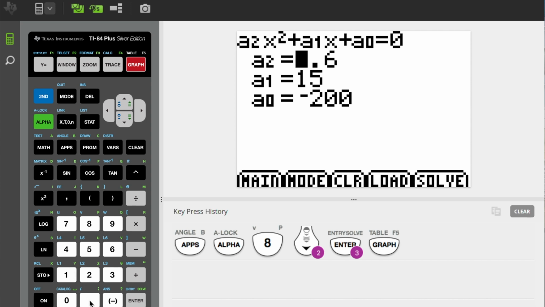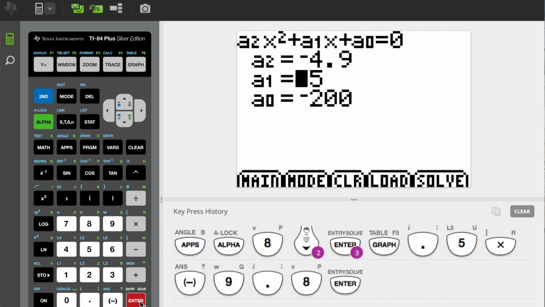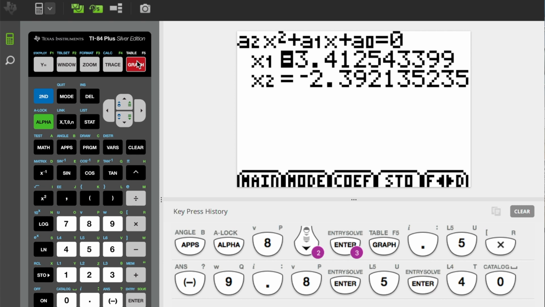So here I have the 0.5 times negative 9.8. And then for my second term, it's a 5. We started out at 5 meters per second in the positive direction. And our final term is 40, because we started at 40 meters above the ground. We can click solve, and it should give us 2 times. One of them is the positive time. That's the one it hits the ground with.